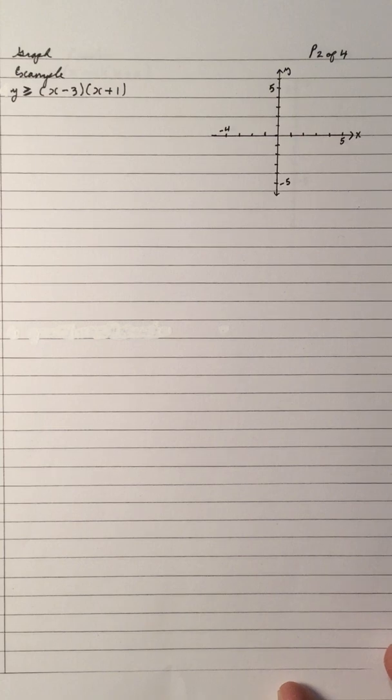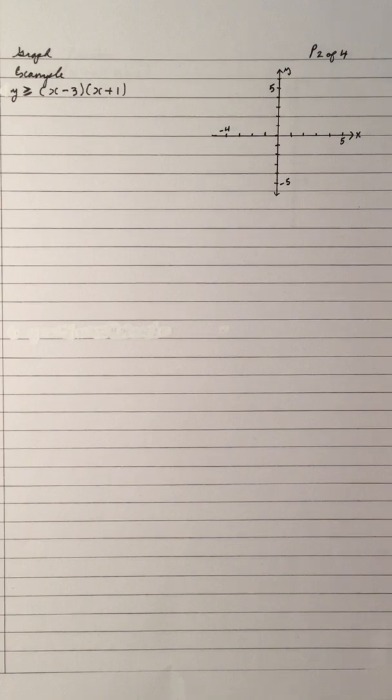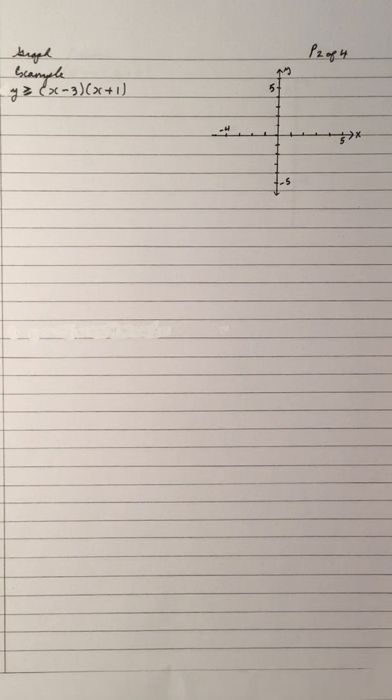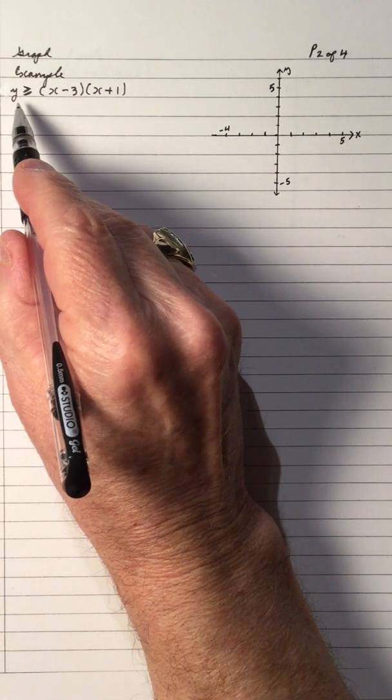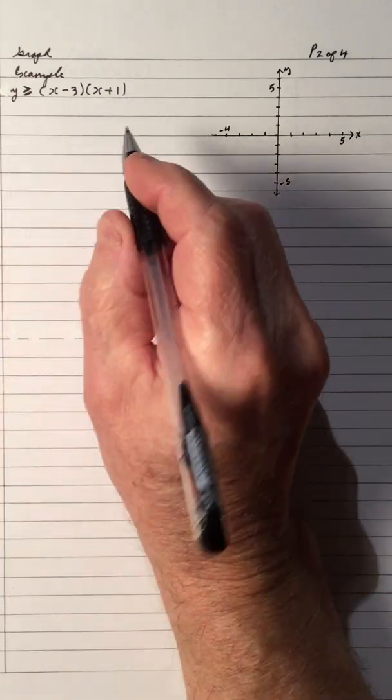In this video, we've done equations when they're in vertex form. We've done the equations when they're in standard form. Now I'm going to look at graphing equations which are in the factored form. So graph y is greater than or equal to (x minus 3) times (x plus 1).